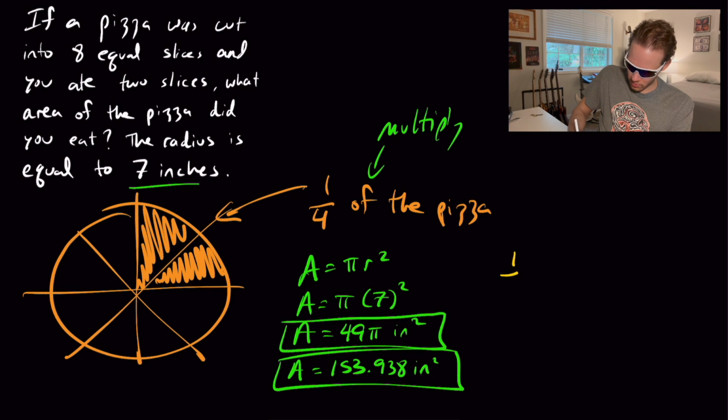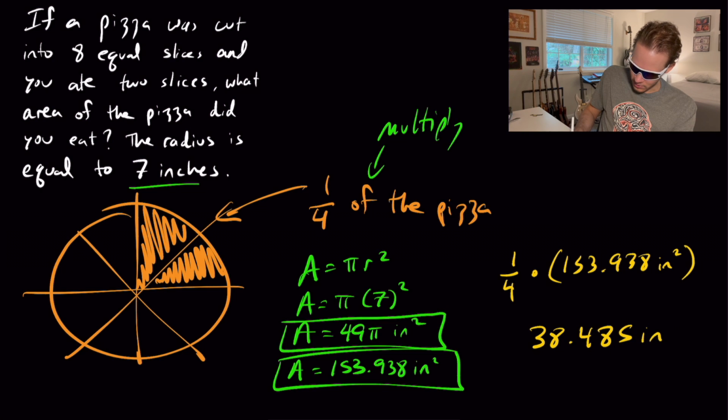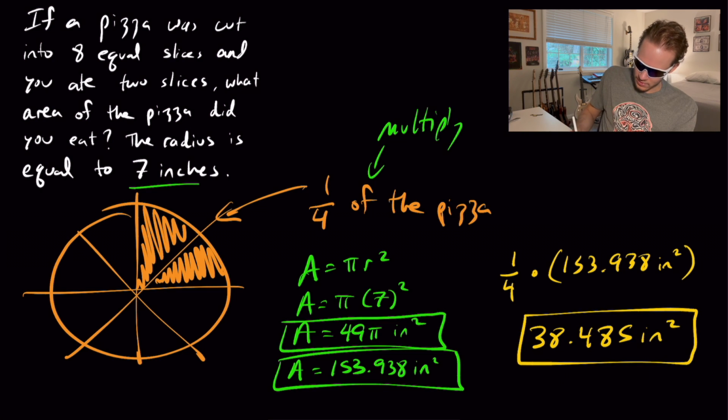So I'm going to do 1/4 times the entire area of the pizza, which was 153.938 inches squared. So if I take that and multiply it by 1/4, or I could also divide it by 4, multiplying by 1/4, dividing by 4, same thing, that's going to give us 38.485 inches squared. So this is the area of 2 slices.